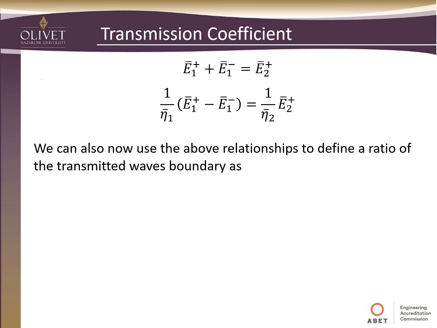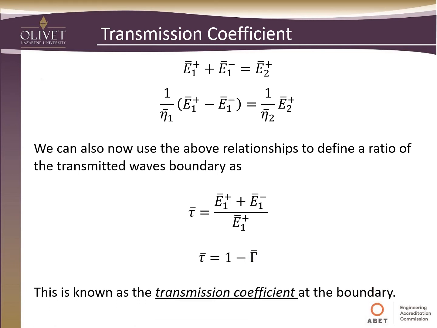We can also use these above relationships to define a ratio of the transmitted waves at the boundary as follows. This is signified by a lowercase tau, previously capital Tau. We have our transmitted wave plus our reflected wave divided by just the transmitted part of the wave. What we would find is this is basically equal to 1 minus the reflection coefficient. This is known as our transmission coefficient at the boundary.